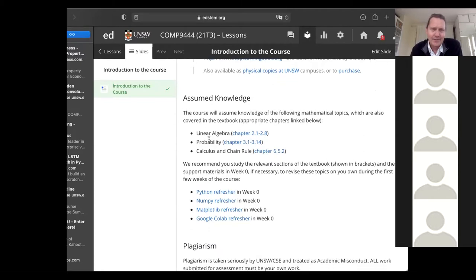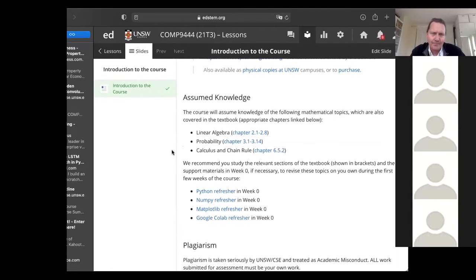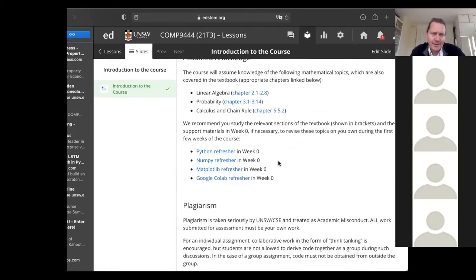There's going to be some assumed knowledge: linear algebra, probability, and calculus. For the probability, I've tried to put everything that's needed into the week 2 module. The calculus and the chain rule, you shouldn't have any problem with. For the linear algebra, in language processing we'll be discussing singular value decomposition, so you might like to brush up a little on the linear algebra if you're a bit rusty on that.